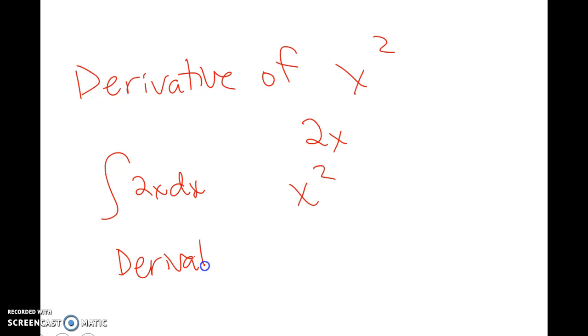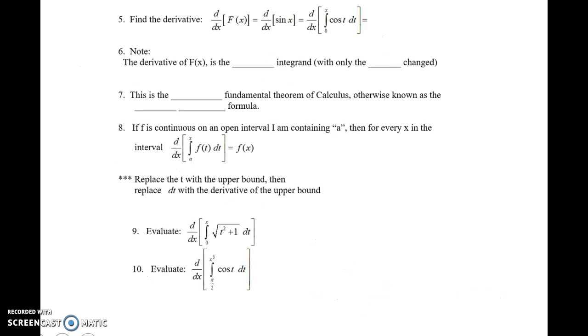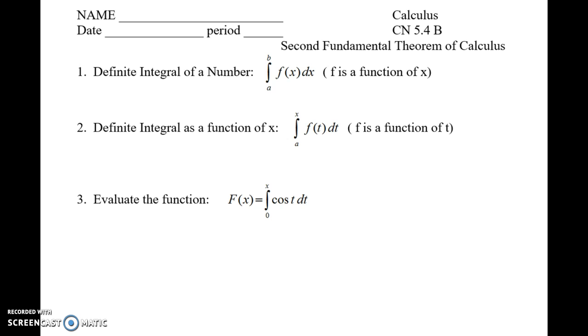So now we're kind of putting it together. If I asked you to find the derivative of the integral of 2x dx, first finding the integral will bring us to x squared, and then finding the derivative of that will bring us back to 2x. Notice it brings us back to the exact same thing. Derivatives of integrals bring it back to the same function. Now thinking about that, let's move back to the notes.